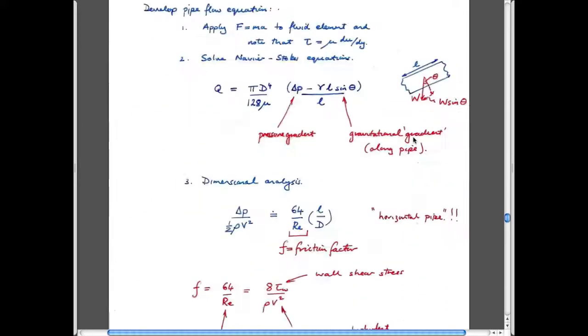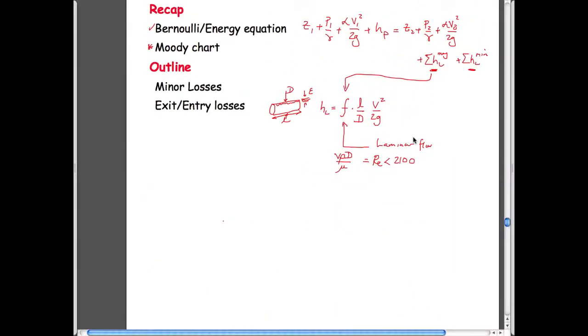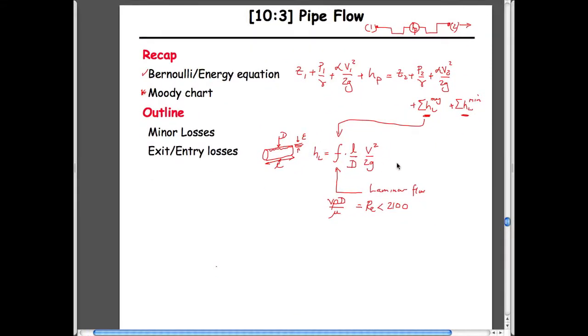So for Reynolds numbers less than that, then for a circular section tube, it is merely the fact that this friction factor, squiggly f, is equal to 64 over Re.